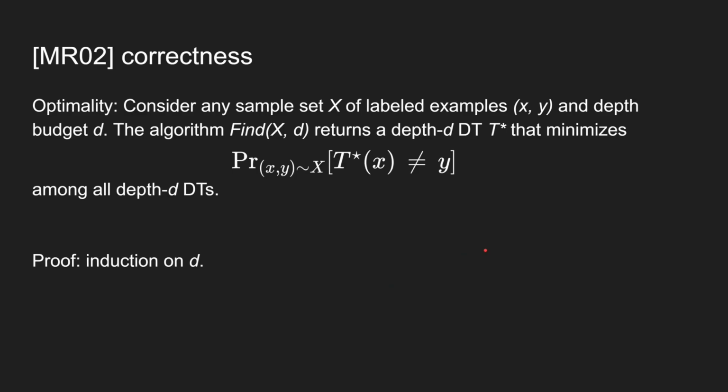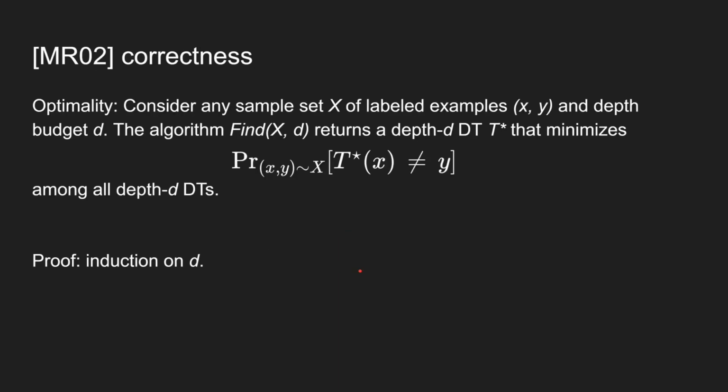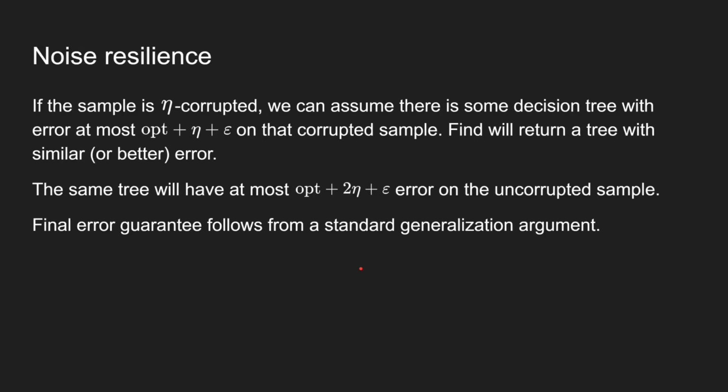So the proof that the tree returned by this algorithm is optimal is a pretty straightforward induction on D. Basically, if find returns optimal trees for all of the depth D minus 1 calls here, and then you further minimize over all the depth D candidates, then you get a tree of minimal error among all depth D decision trees with respect to your sample X. Furthermore, we know that there is some decision tree with error at most opt plus epsilon for an appropriately chosen value d based on our stochastic leaf lemma.